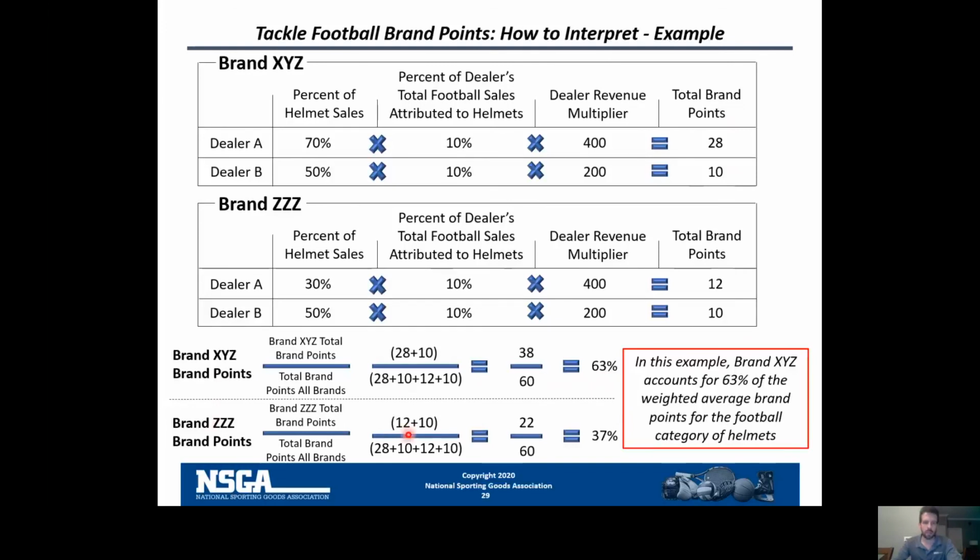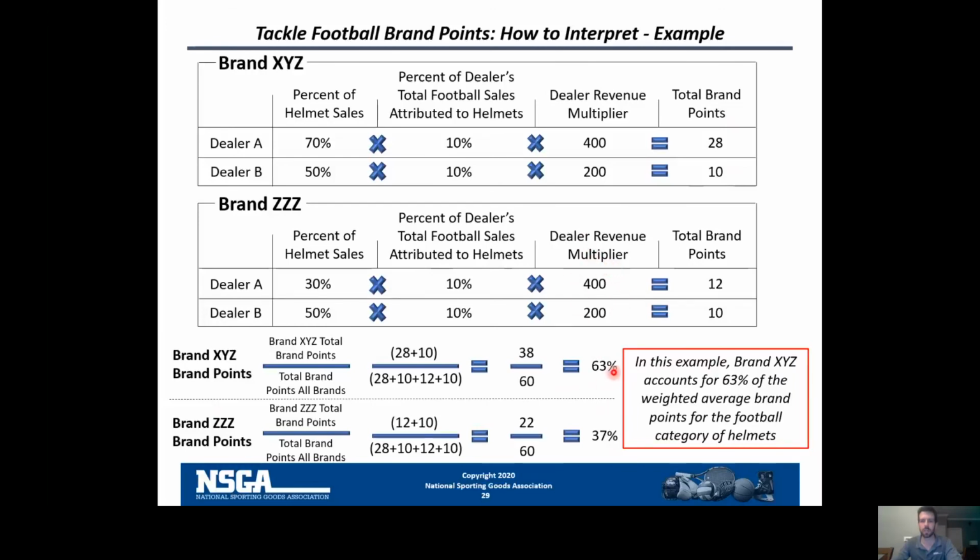For the second brand, we do the same thing. 22 divided by the total possible number of brand points of 60, and we see that this brand has 37% of the brand points. So in this example, brand XYZ accounts for 63% of the weighted average brand points for the category of helmets.